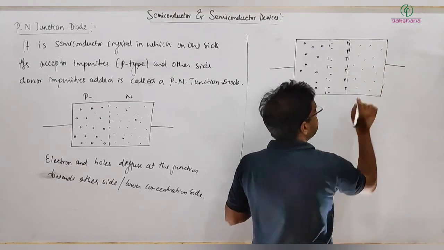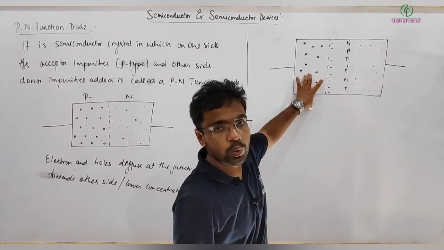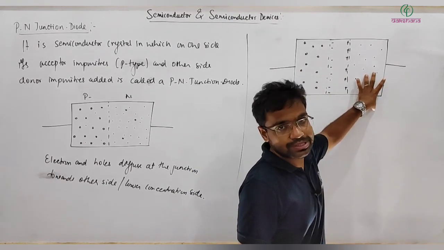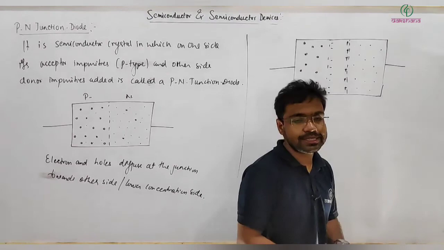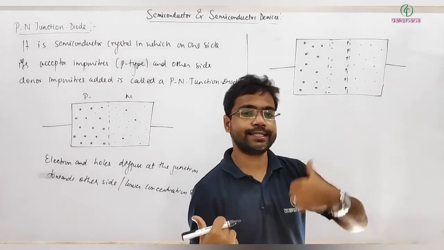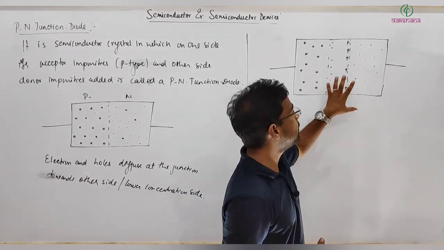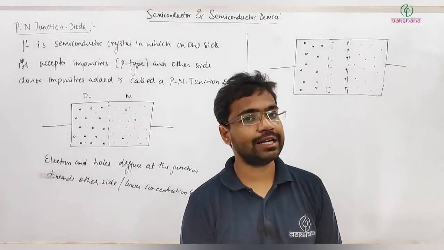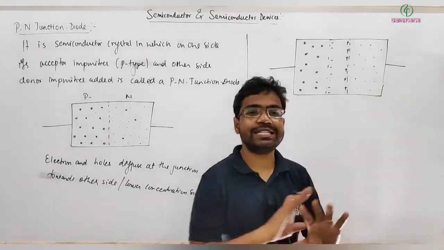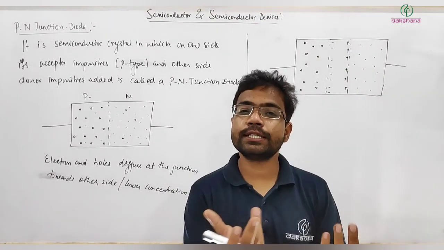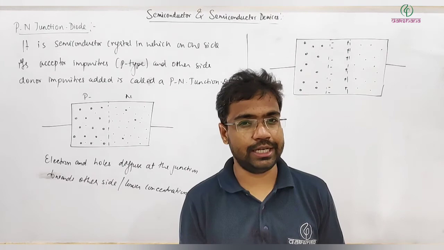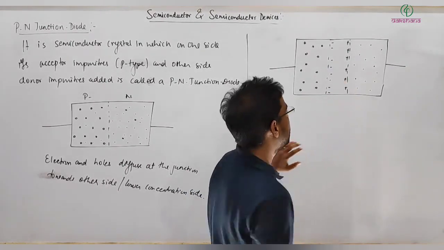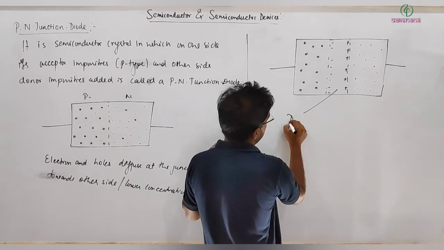Another thing is, in this region there is more hole concentration, and in this region there are electrons. But if you look at the central region, the major charge carriers are not available there, they are finished actually, so this central region is depleted. So this is called the depleted region, or the depletion region.